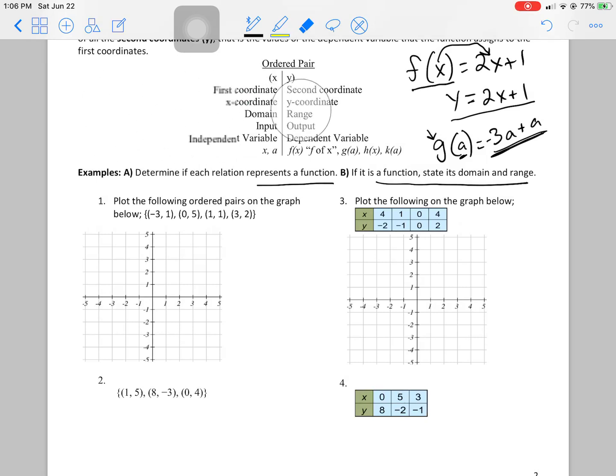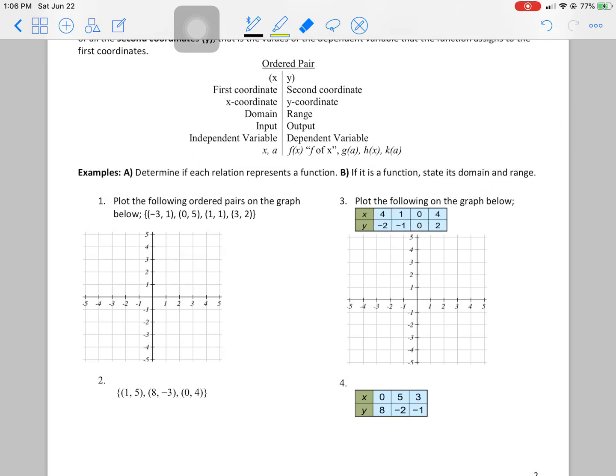Sometimes I get in a hurry and I don't mean to. Okay. So let's plot these. So where's negative 3? Go over to negative 3 and then up 1. Then 0, 5; 1, 1; 3, 2. All right. Plotted the following below. Is that a function? Well, it passes the vertical line test because anywhere I put a vertical line, I only hit them once. And up here, there aren't any repeated x's, so that's a yes, that's a function.